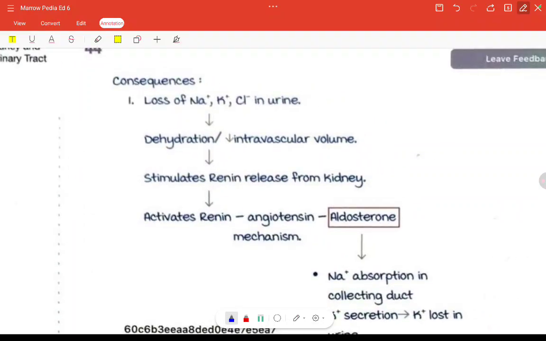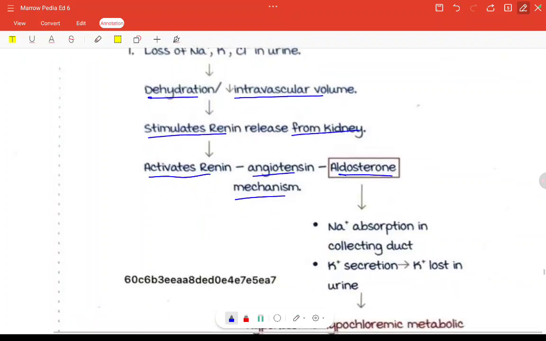What is happening is loss of sodium, potassium and chloride in the urine. This leads to dehydration and a decrease in intravascular volume. This stimulates renin release from the kidney, activating the renin, angiotensin, aldosterone mechanism. So there is sodium absorption in the collecting duct and potassium secretion. Potassium is lost in the urine. Due to this aldosterone, sodium absorption and potassium secretion take place.